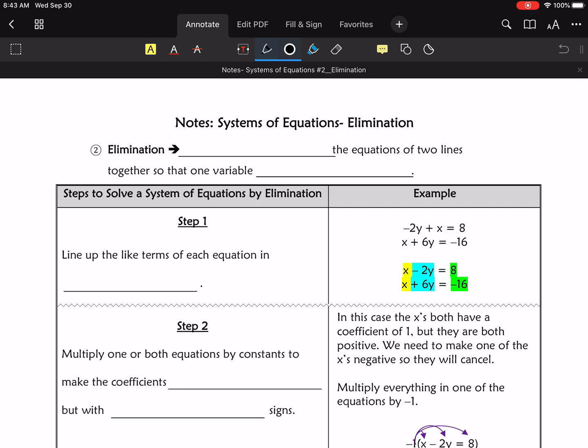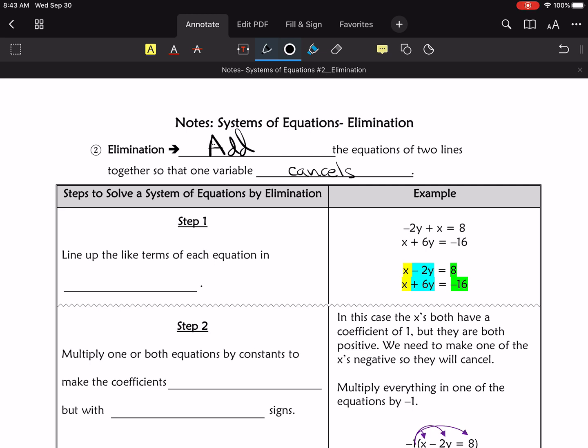So today we're going to look at the final way to solve systems of equations, and the final method we're going to utilize is called elimination. So what we do in elimination is we add the equations of two lines together so that one variable cancels.